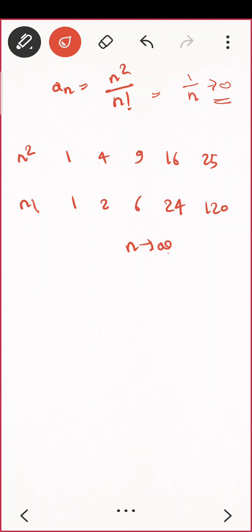So that was just a simple trick to say, but still you can prove it. You have to still see that n square, what can we write it as? N into n, and in the denominator n factorial.